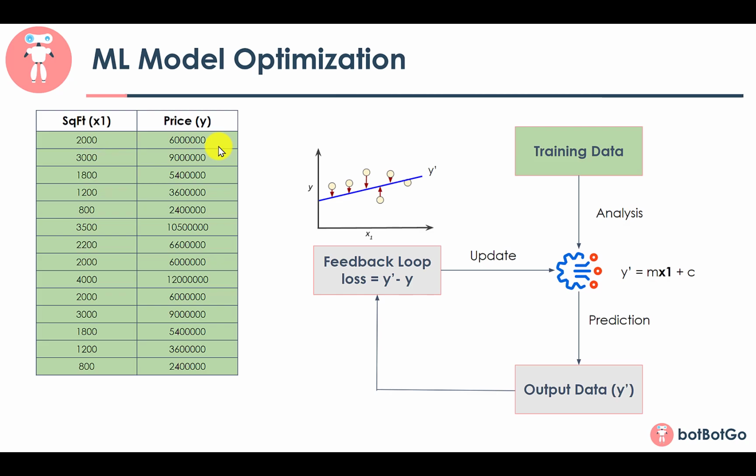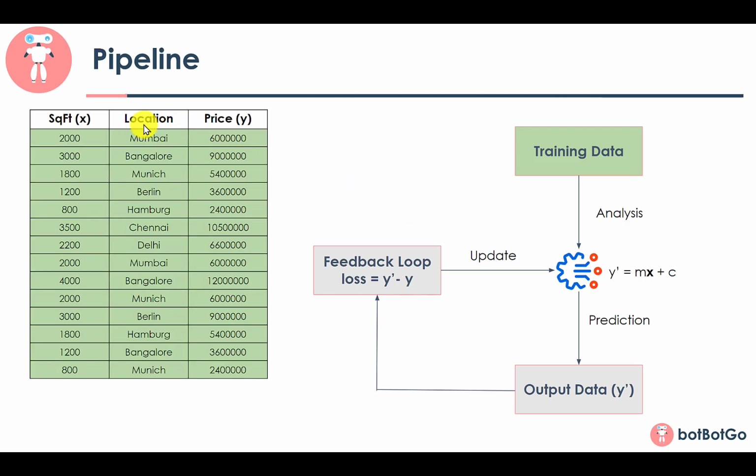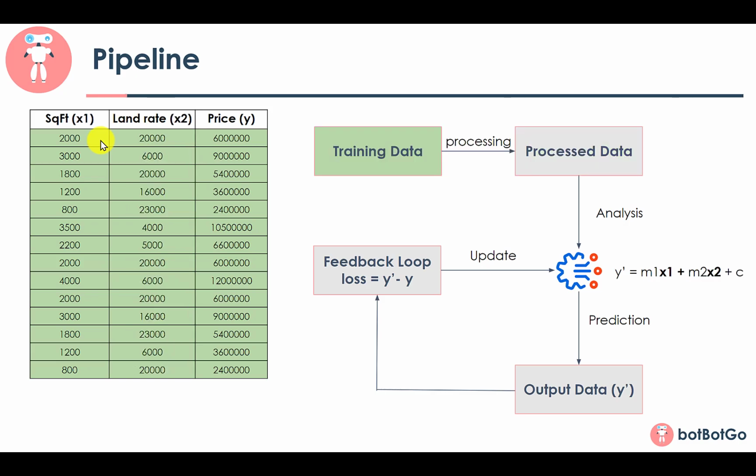But let's just consider we have another output, which is location. And location here is nothing but some kind of text. In order to train a machine learning model, you would have to convert this location into something that is quantifiable. One such parameter could be the rate of the land in that particular location. For example, the rate of land in Mumbai is completely different than what you have in Bangalore or in Munich or Berlin. And instead of using location as a parameter, we could use land rate.